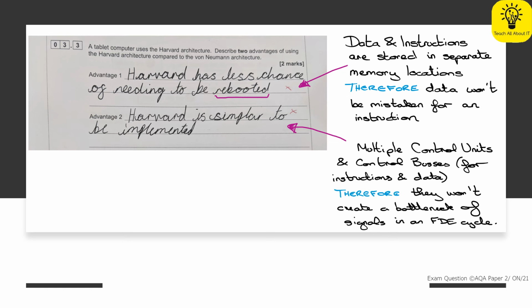So we're really looking for the application of knowledge. So data and instructions are stored in separate memory locations. Why is that a good thing? Harvard architecture also has multiple control units and its associated control buses, which potentially could be a drawback because they're expensive and they're more difficult to implement. However, they are a benefit because they prevent bottlenecks of everything coming down the same route into the processor. And that is how you're going to get your 2 marks in this question.